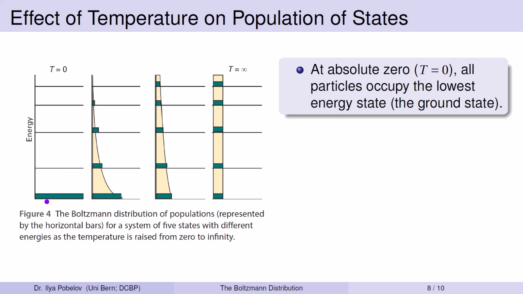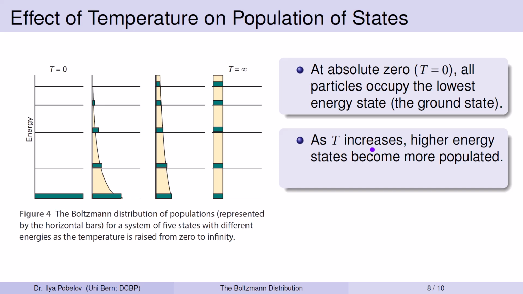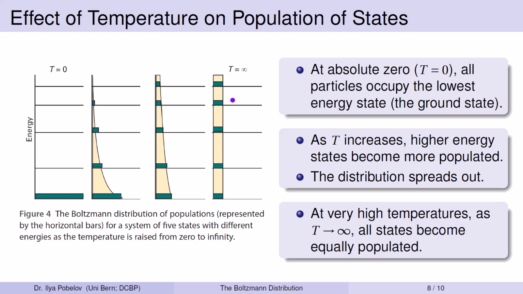At absolute zero, all particles occupy the lowest energy state, the ground state, and all higher states are completely unoccupied. As the temperature increases, higher energy states gradually become more populated, and the distribution spreads out. At very high temperatures, as temperature approaches infinity, all states become equally populated.